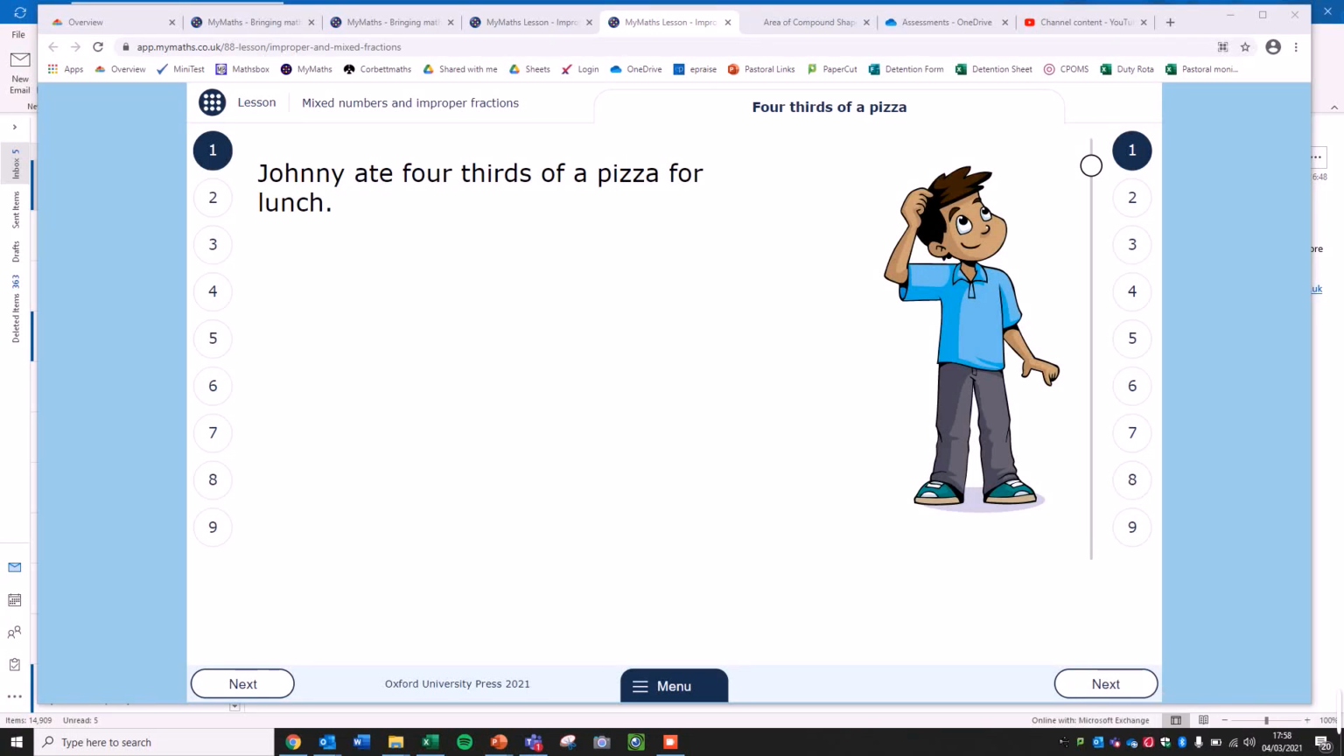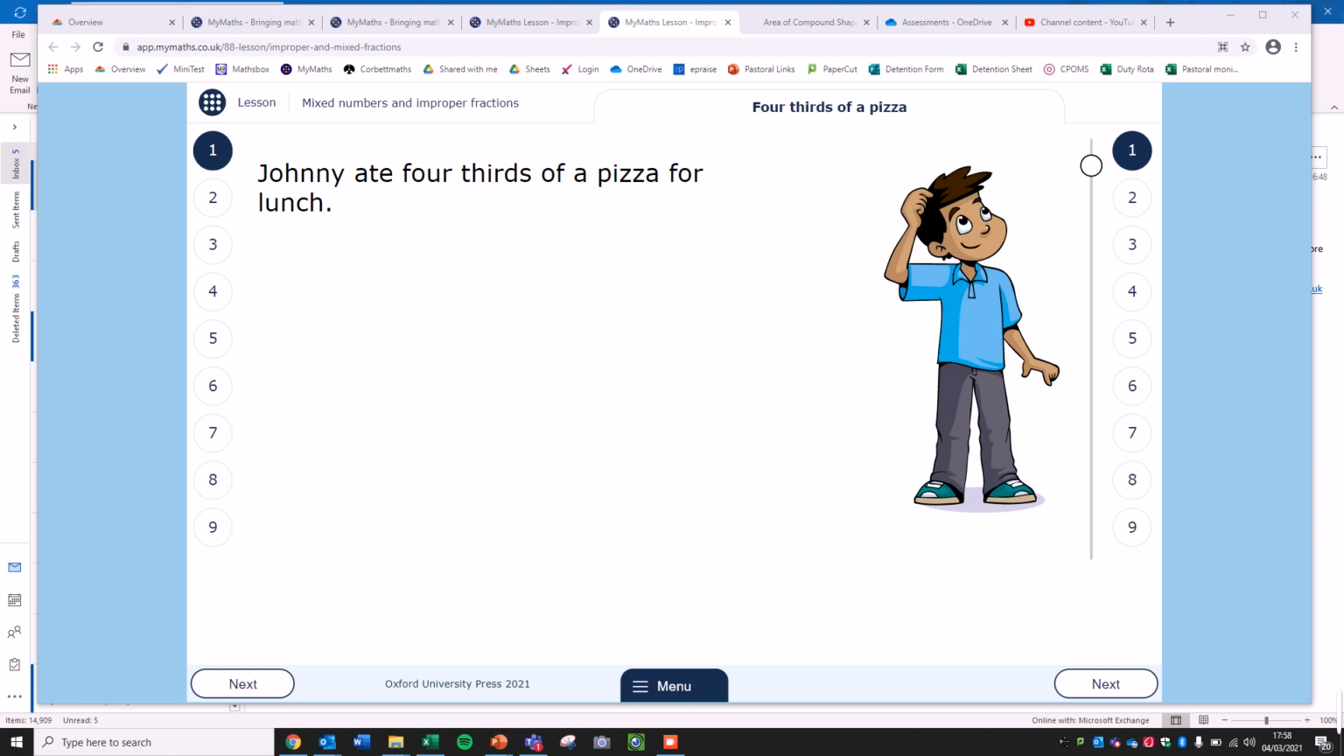Happy Friday. Today we're just going to consolidate our work on mixed numbers and improper fractions. I know we've done quite a bit of this, but we really struggled with it to start with, and I think we've done it really well now. And so I just want to do one more lesson just to make sure we're secure in our knowledge. And I want you to work through today the lesson section and the homework section of the My Maths task. They're both really good. I want you to work through both of them.